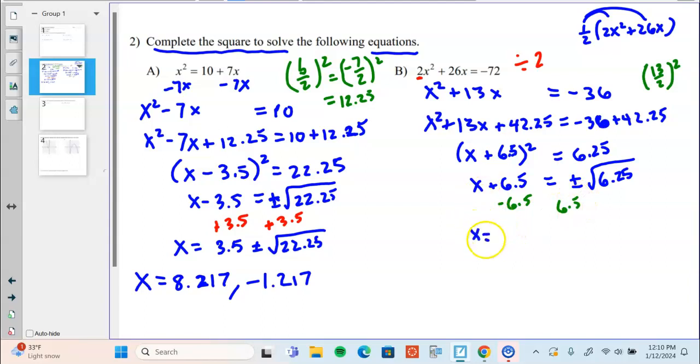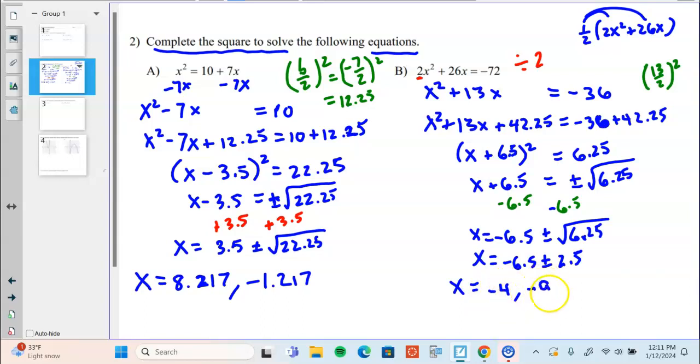So x equals, almost forgot the -6.5 plus or minus the square root of 6.25. Interestingly, though, if I look at the square root of 6.25, it's actually 2.5. So I have x equals -6.5 plus or minus 2.5. These are going to come out to nice integers. -6.5 plus 2.5 is -4, and -6.5 minus 2.5 is -9, and we have our answers.